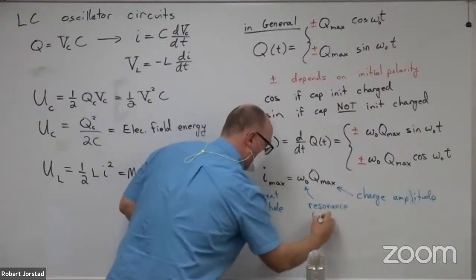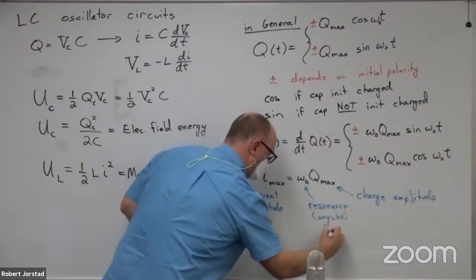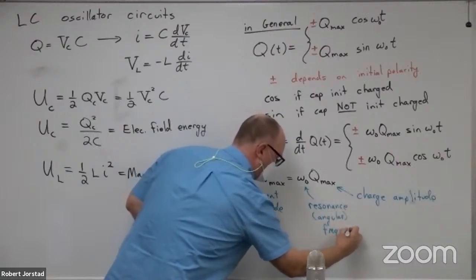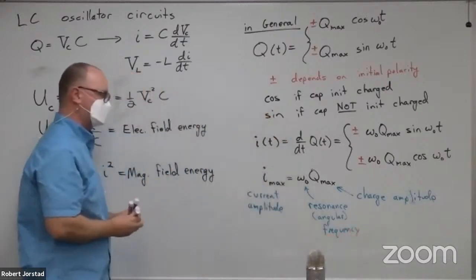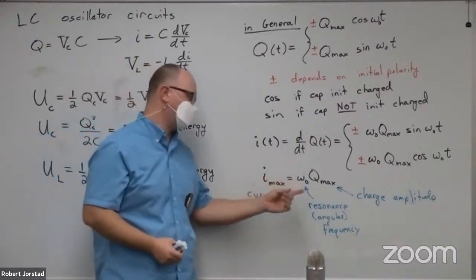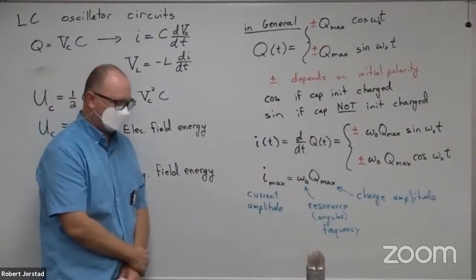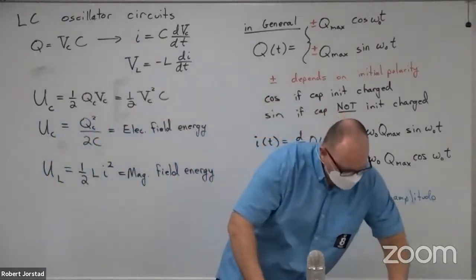Now, I'm going to put the word angular in parentheses. No one calls it resonance angular frequency. Everybody I know gets lazy and just says resonance frequency. But you have to know that omega naught means something to do with radians, or with angular quantity, not hertz. All right. There's something else I want to say.